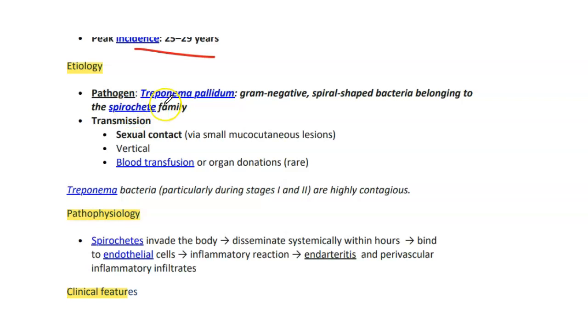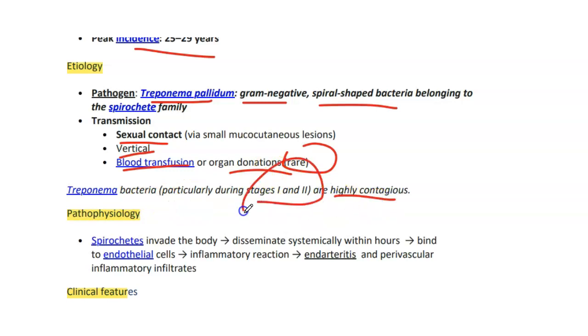What is the underlying cause? Treponema pallidum causes syphilis, which is a gram-negative spiral-shaped bacteria belonging to the spirochete family. Its transmission is usually through sexual contact. It can also occur through vertical transmission from the mother to the baby, and also through blood transfusion or organ donation, which is rare. Treponema is highly contagious during stage 1 and 2.